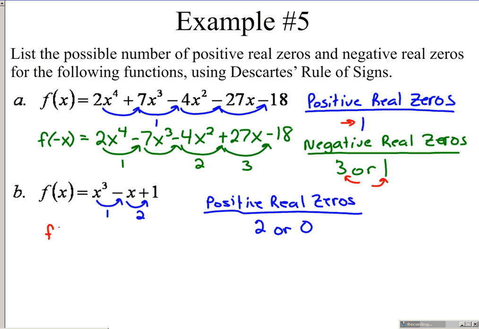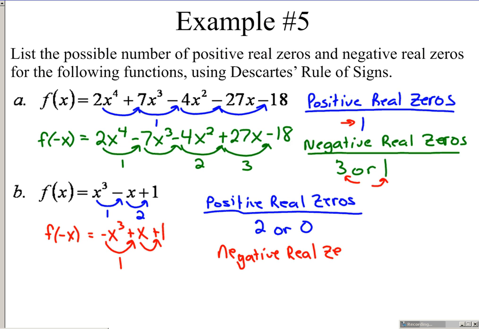Find f of negative x. We're going to get negative x cubed plus x plus 1. Count the sign changes. There's 1. There's only 1 sign change. So the number of negative real zeros is just going to be 1. That's Descartes' rule of signs. It just gives us a quick glimpse of what's going on with x-intercepts for our graph.